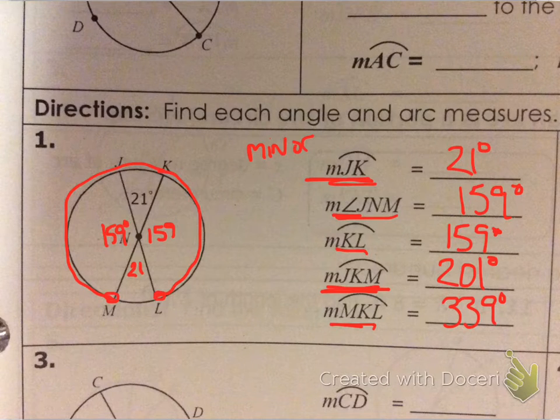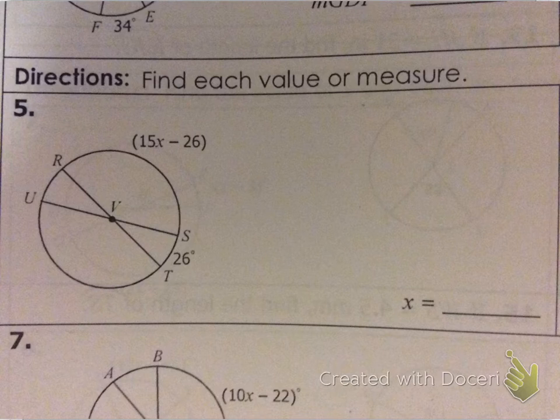So you should be able to do problems like say 2, 3, and 4 very similar. Again, keep in mind that when you see the little square, that means 90 degrees, and you can kind of go from there. And if you have questions, feel free to ask through Google Classroom or Remind.